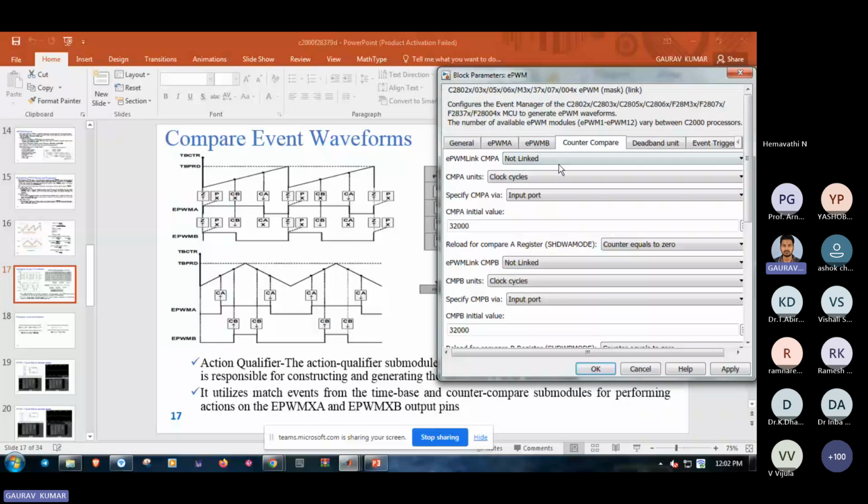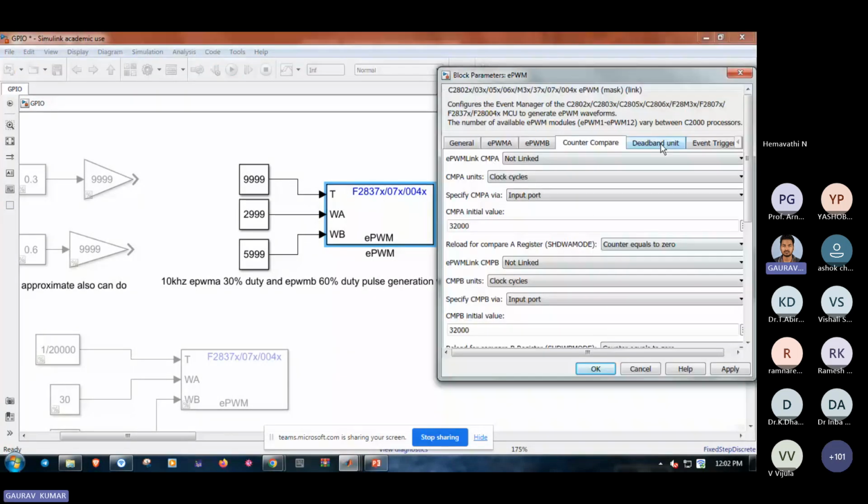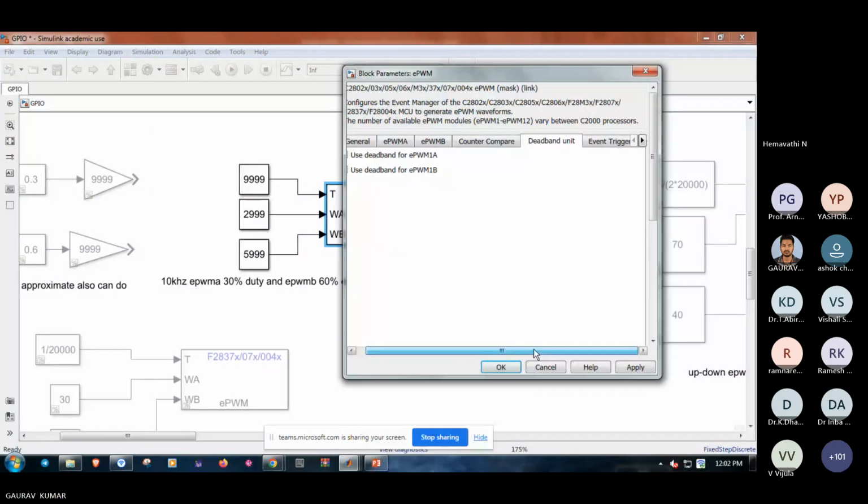Compare I have selected in clock cycles. You can also select percentage, and I have selected the input port, so I have given the input port here. Deadband: I am not giving any deadband, so not doing anything to it. Apply and okay.